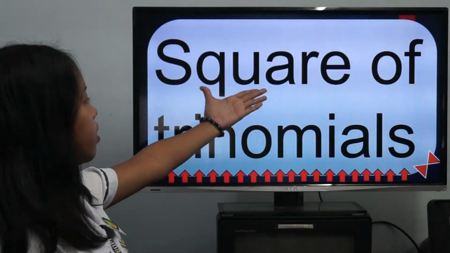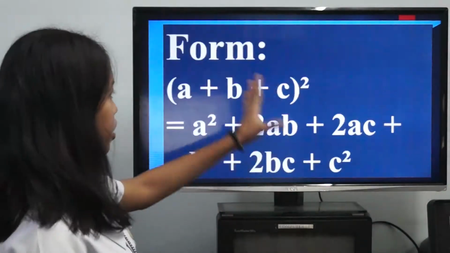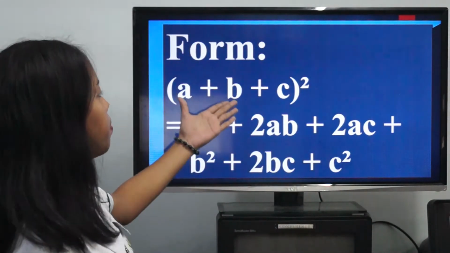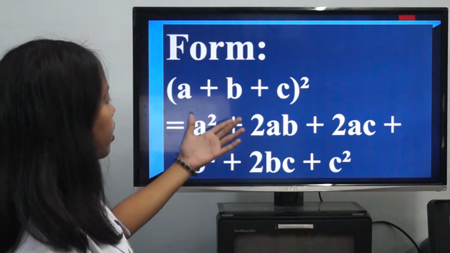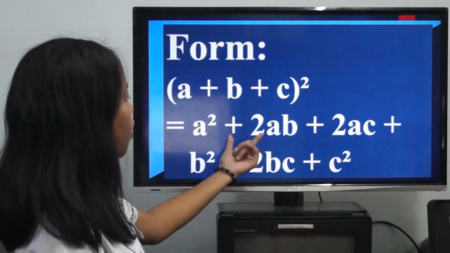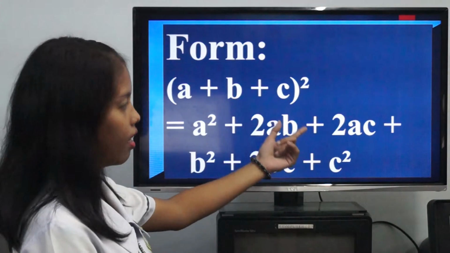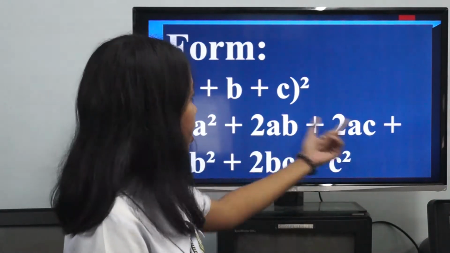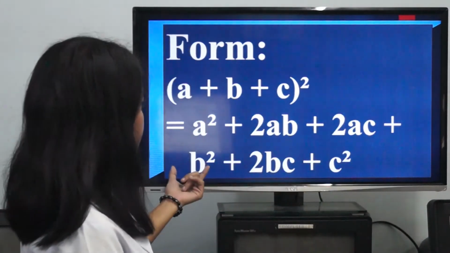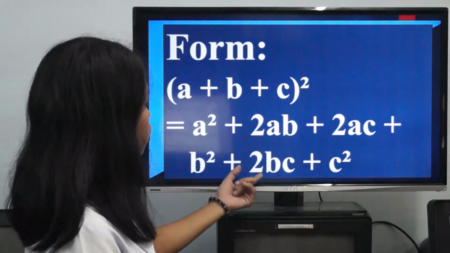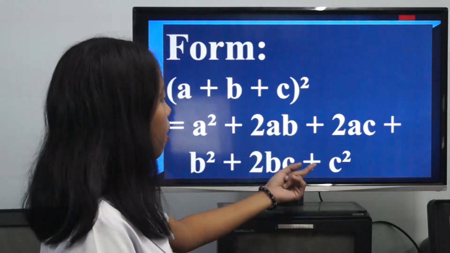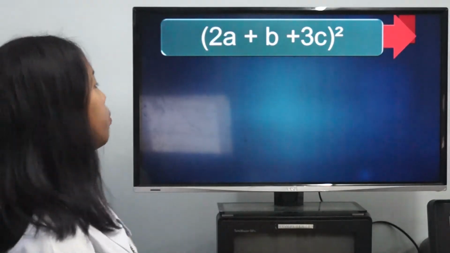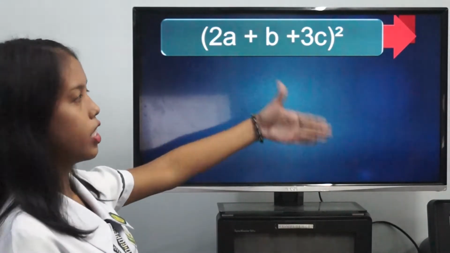So, let's go to the square of trinomials. For the square of trinomials, we use this form. The quantity a plus b plus c squared is equal to a squared plus 2 times the product of the first and the second term, plus 2 times the product of the first and the third term, plus b squared, which is the second term, plus 2 times the second term and the last term, plus the square of the last term. For example, we have the quantity 2a plus b plus 3c squared.